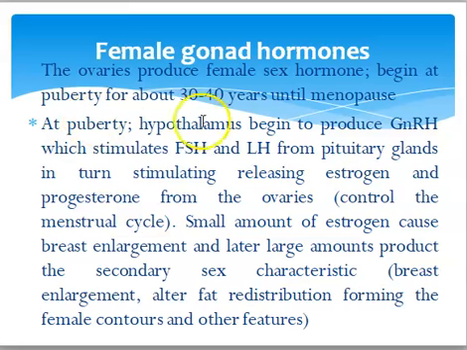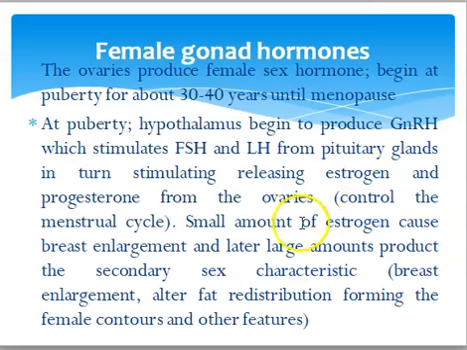Now, we know at puberty the hypothalamus begins to produce the gonadotropin-releasing hormone, which stimulates the FSH and LH from the pituitary gland. In turn, this stimulates the release of estrogen and progesterone in the ovaries, which control the menstrual cycle. Ensure you know the menstrual cycle. After this presentation, you can go on YouTube and search the menstrual cycle. They will show it to you very well.